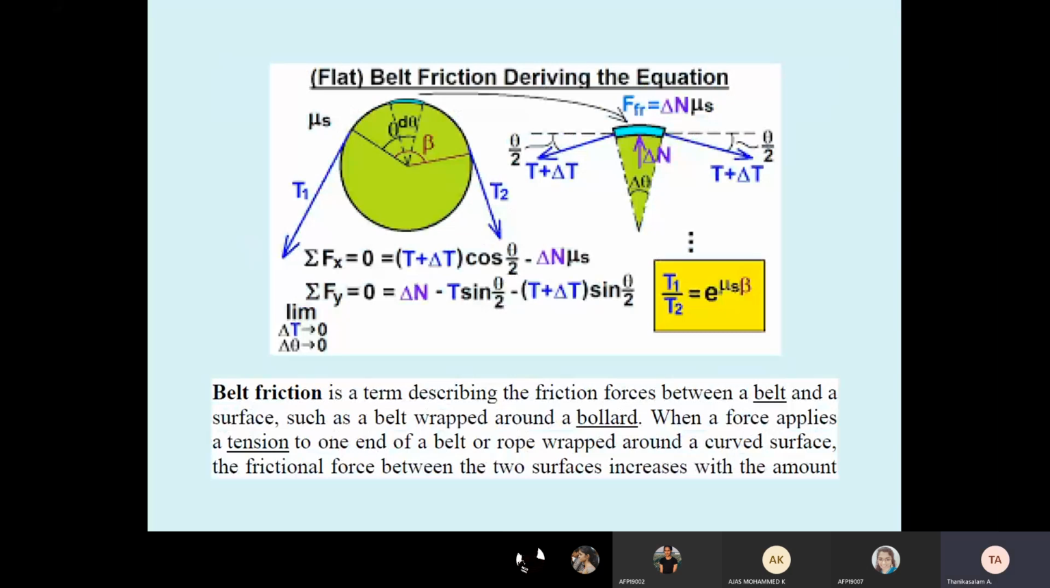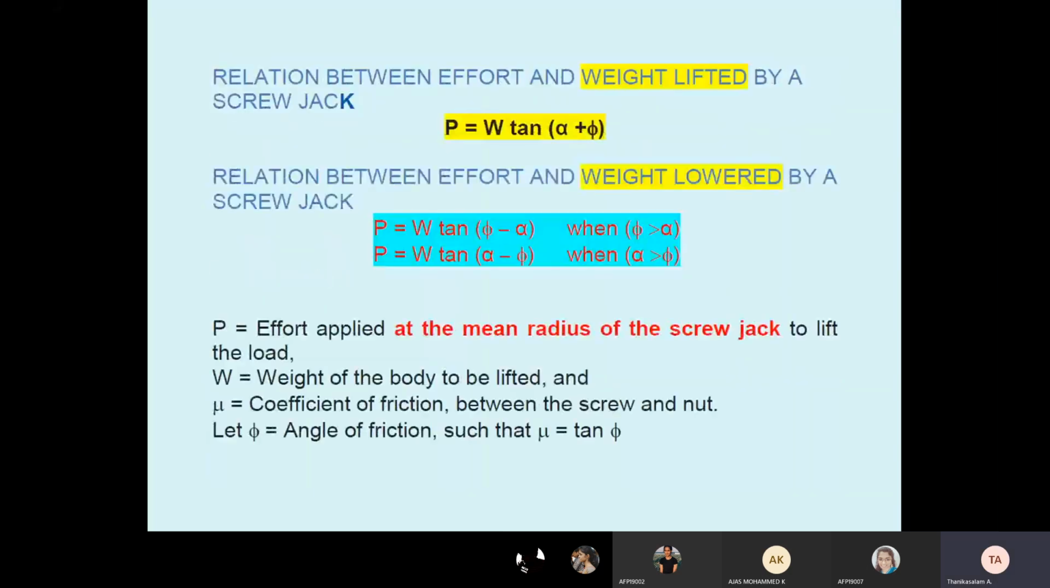Then we started about the screw jack. The screw jack's purpose is to lift and lower. So this is lifting. P is the effort applied at the mean radius of the screw jack. For lifting, P equals W tan(alpha plus phi). Here, lowering, that's why I highlighted in yellow: P equals W tan(phi minus alpha). Phi means the angle of friction, alpha equals the helix angle of the thread. Here are two formulas: if phi is greater than alpha, you can use the first formula; if alpha is greater than phi, you can use this one. Okay, tan phi equals mu, we know.